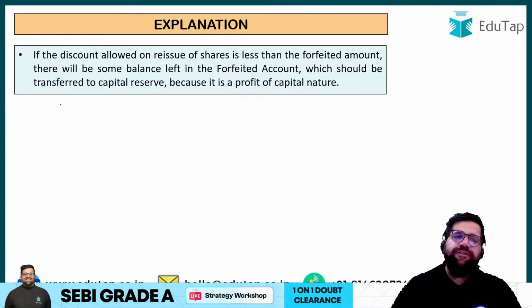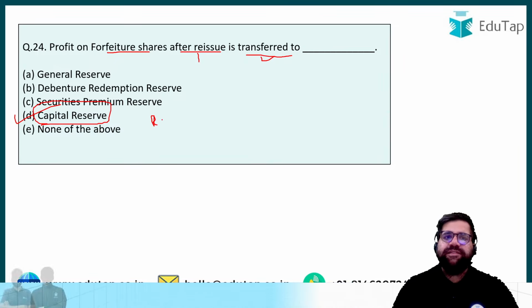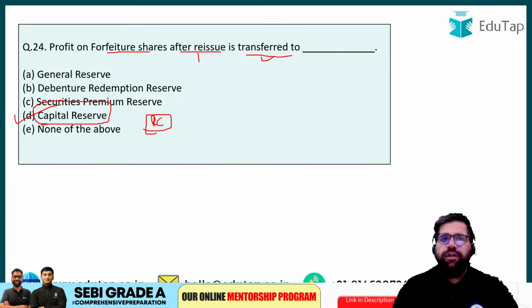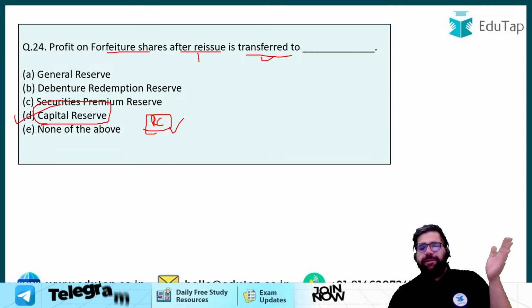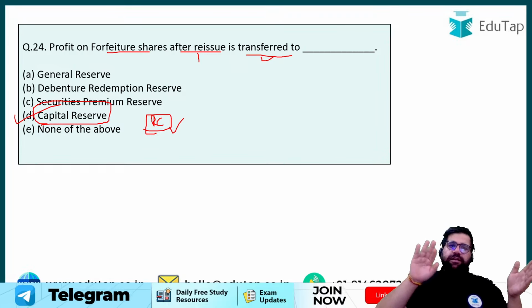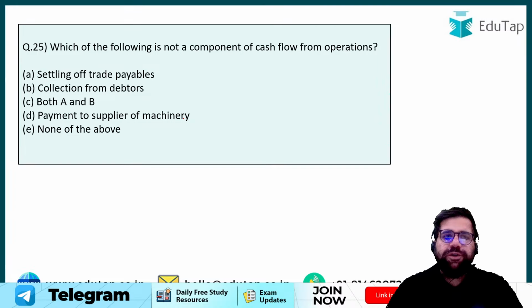And remember, there is a difference between capital reserve and reserve capital. Capital reserve is a reserve. Reserve capital is basically the capital which you have not called. You will only call this particular capital at the time of liquidation. So capital reserve is different and reserve capital is different. Don't get confused.